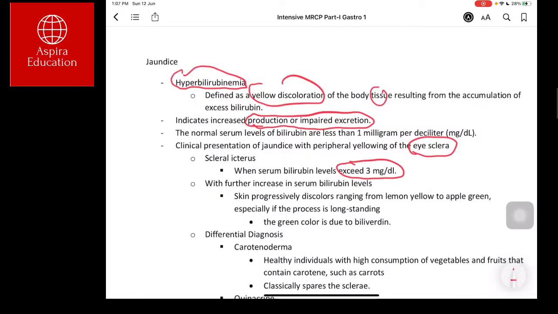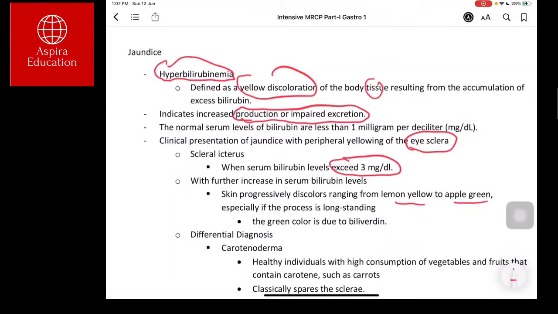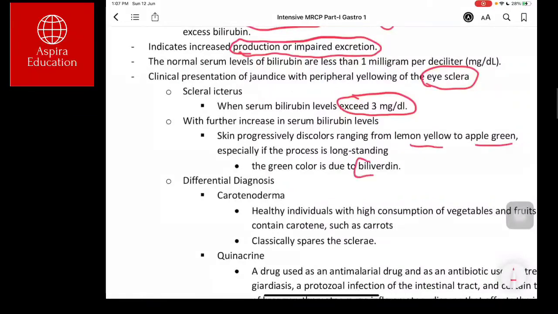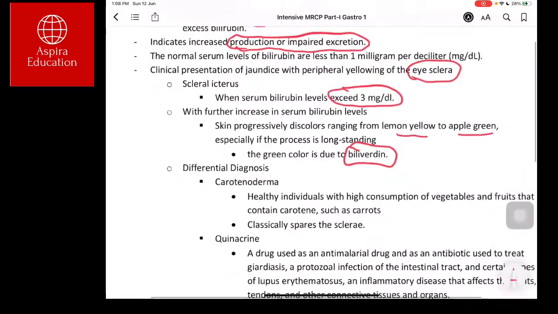As the levels increase, the skin progressively discolors from lemon yellow to apple green, especially if it is long standing. The green color is due to biliverdin. So, even if somebody's color appears greenish, it is also known as jaundice, although the pigment responsible for the green color is not bilirubin, it is biliverdin.